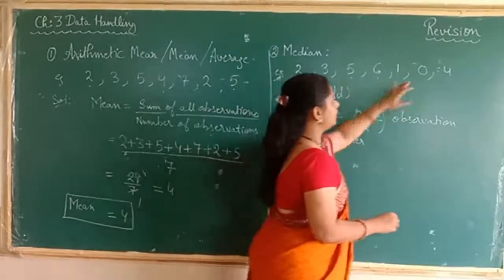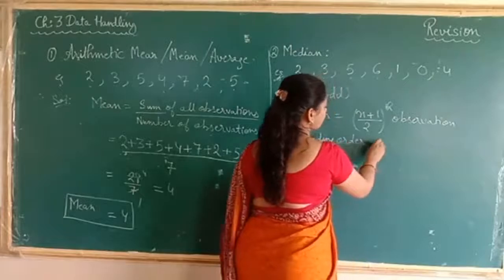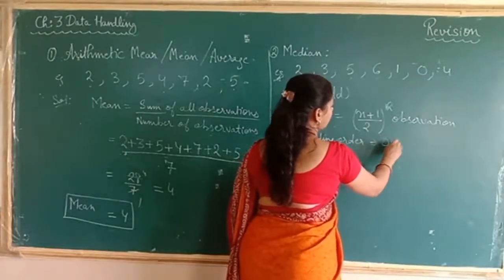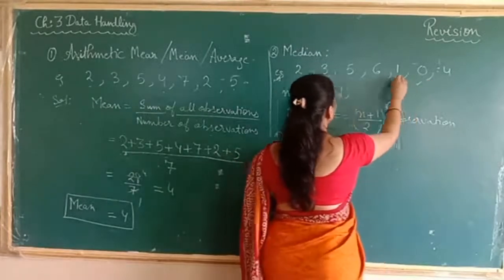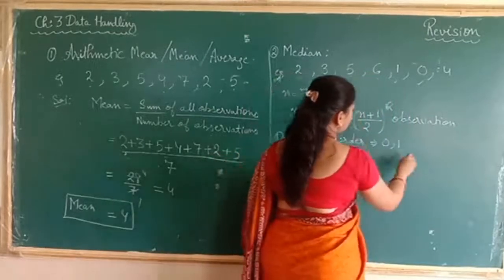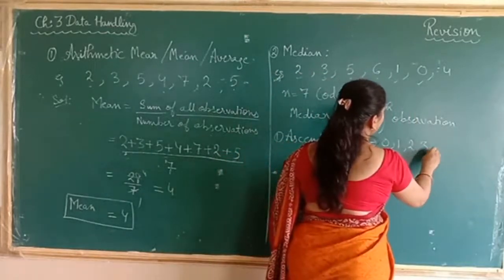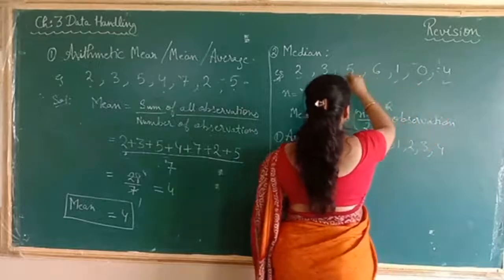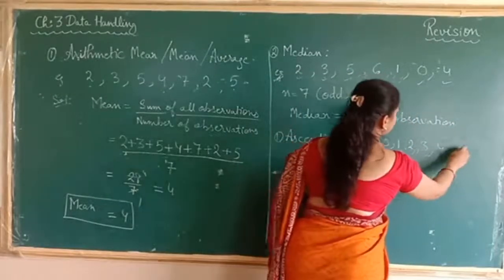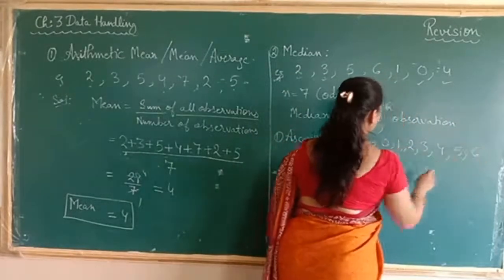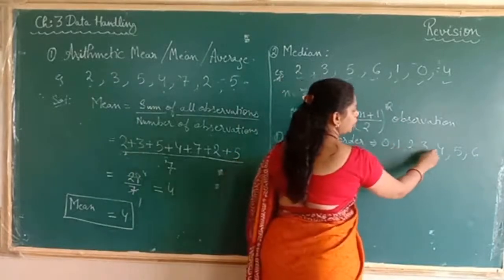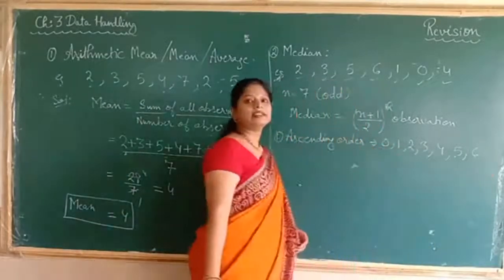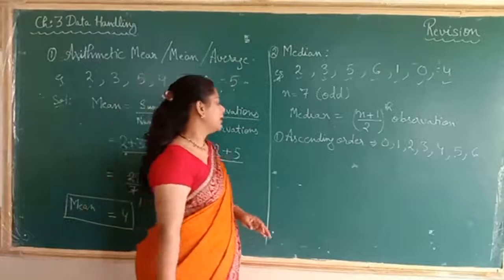We know 0 is the least, so 0 comes first here, then 1, 2, 3, then 4, then 5, then 6. How many numbers? 1, 2, 3, 4, 5, 6, 7. All 7 numbers are here.